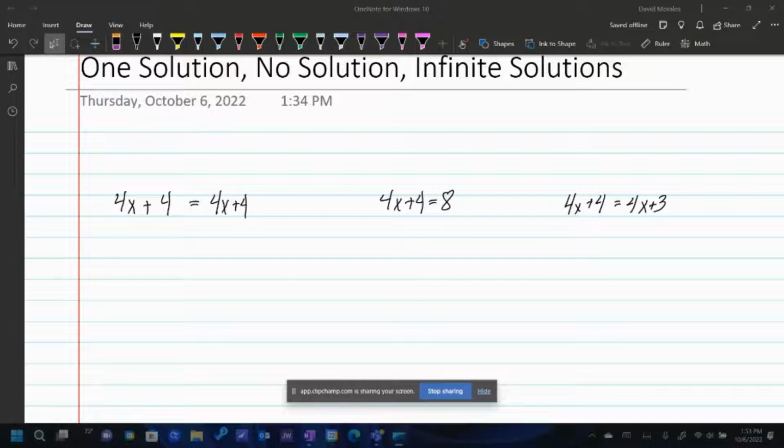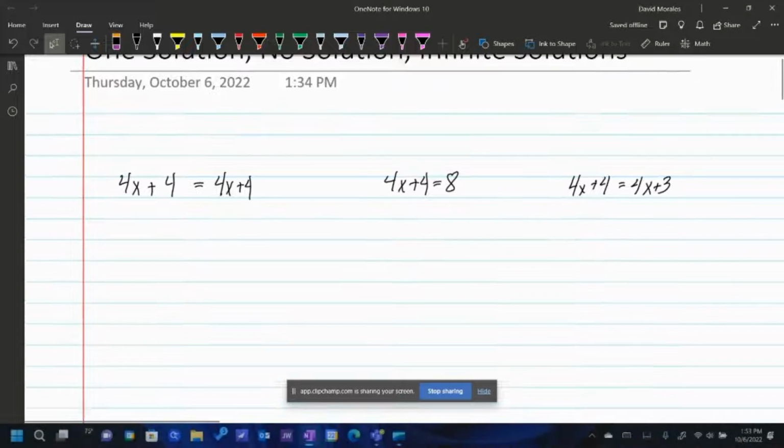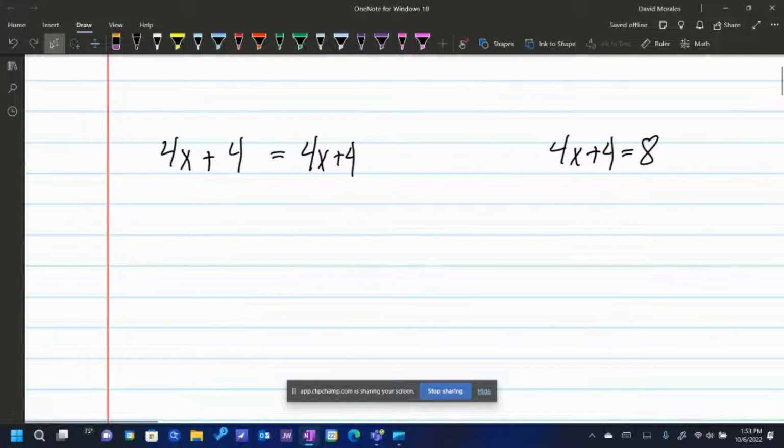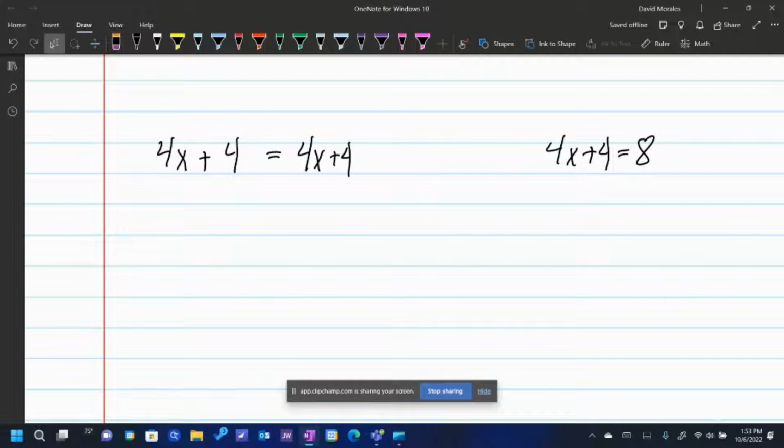So what we're going to discuss is one solution, no solution, and infinite solutions. For example, let's take a look at an infinite solution example. With infinite solutions or no solution, what usually happens is that the letter, x, y, a, b, or d, usually disappears from the equation.